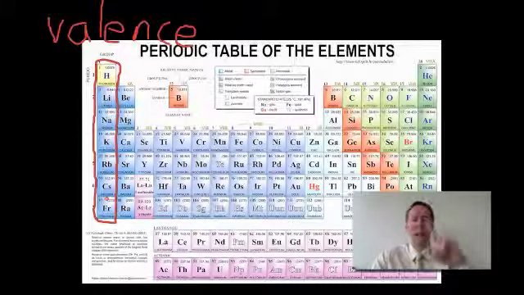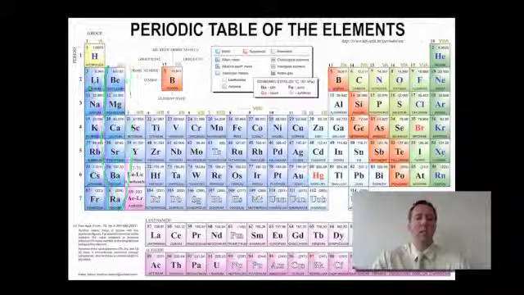If we look at group 2, all of these elements, beryllium, magnesium, calcium, strontium, barium, radium, all of these elements have got 2 electrons in their most outer shell. And this pattern continues across the periodic table.